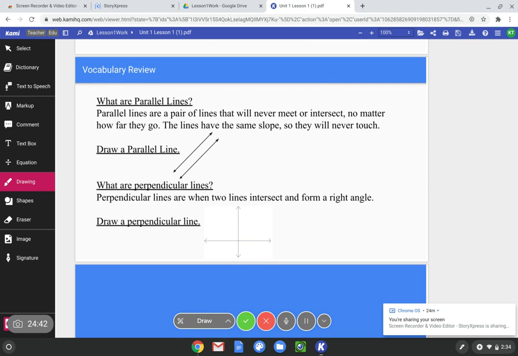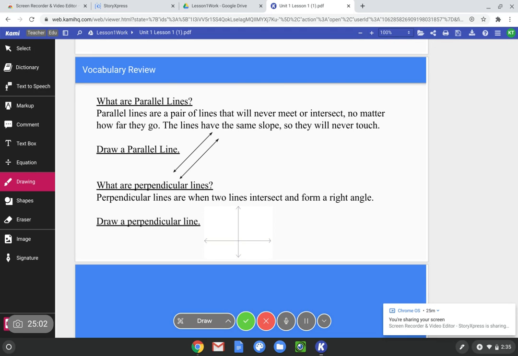Here are the answers. Parallel lines are a pair of lines that will never meet or intersect, no matter how far they go. They have the same slope, meaning they go in the same direction, so they will never touch. Perpendicular lines, again, quite the opposite. It's when they intersect and form a right angle.